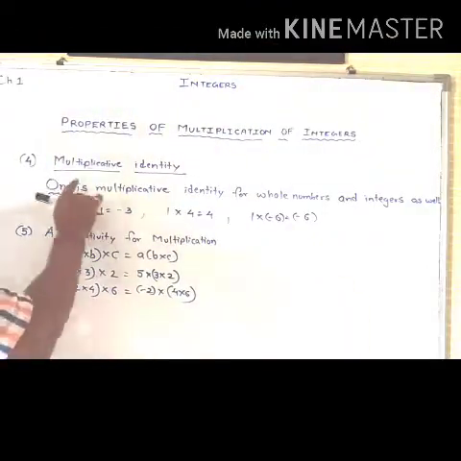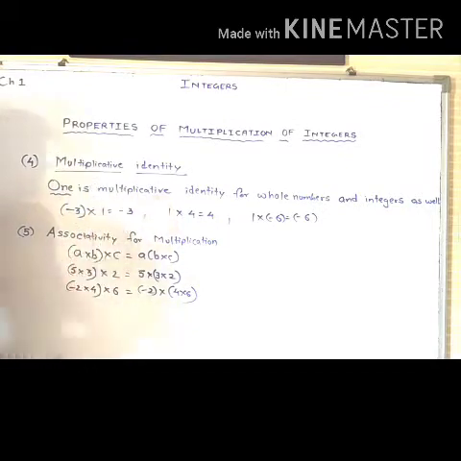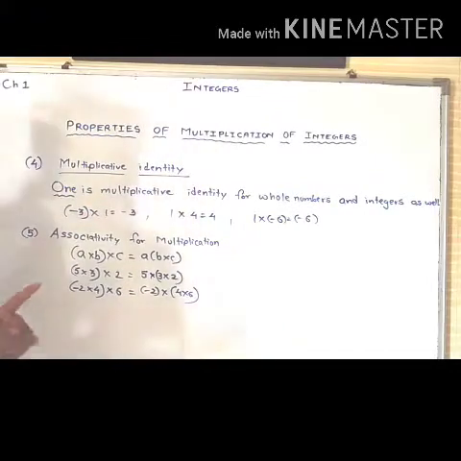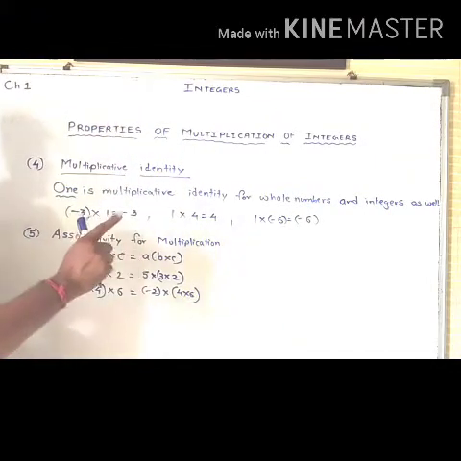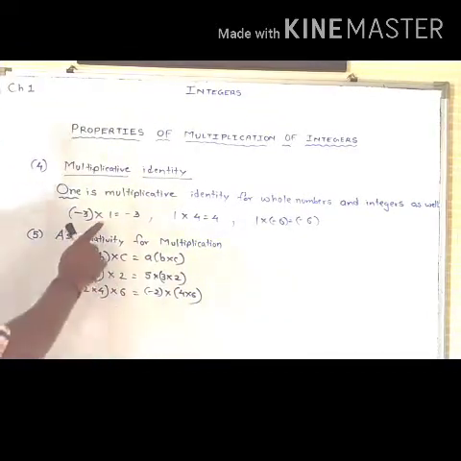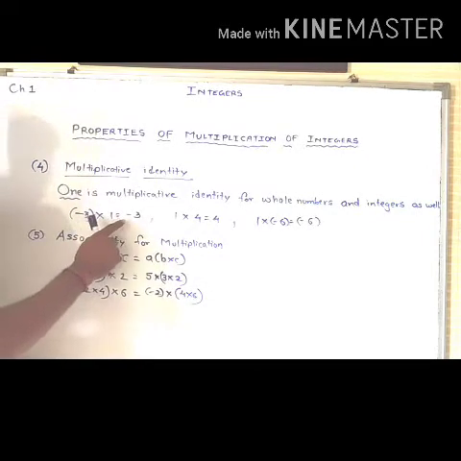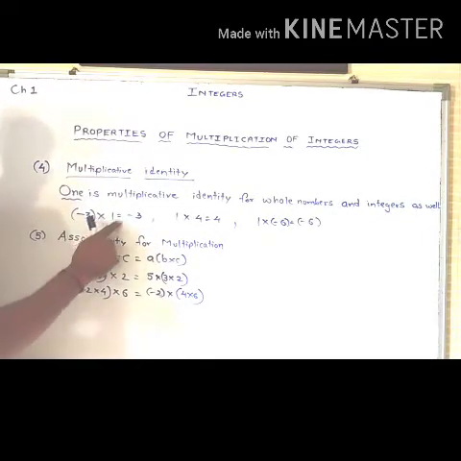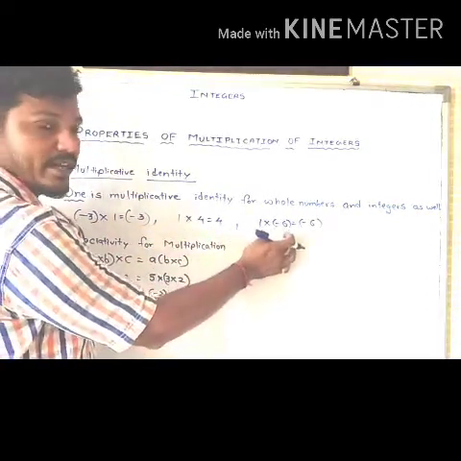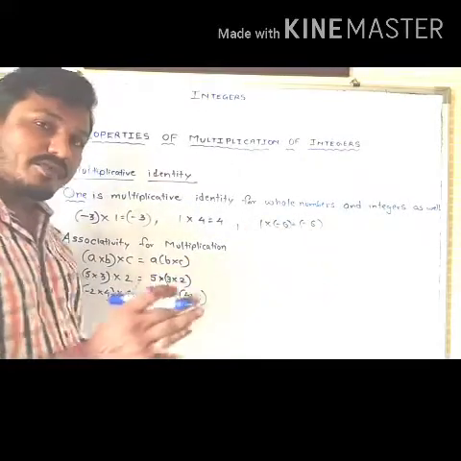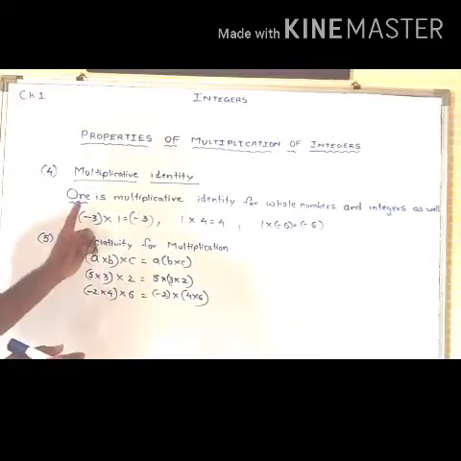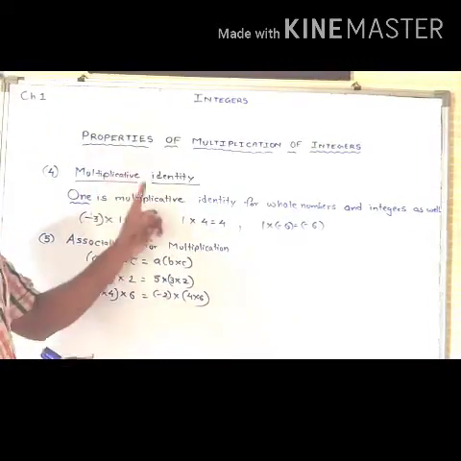Now the next property, multiplicative identity. One is the multiplicative identity for whole numbers and integers as well. Means when any number, any negative or positive number other than 0, is multiplied by 1, you get the same value. Negative 3 multiplied by 1 is negative 3 only. 1 into 4 is 4 only. 1 into negative 6 is negative 6 only. Means all positive numbers and all negative numbers other than 0, you get the same result. It is known as multiplicative identity.